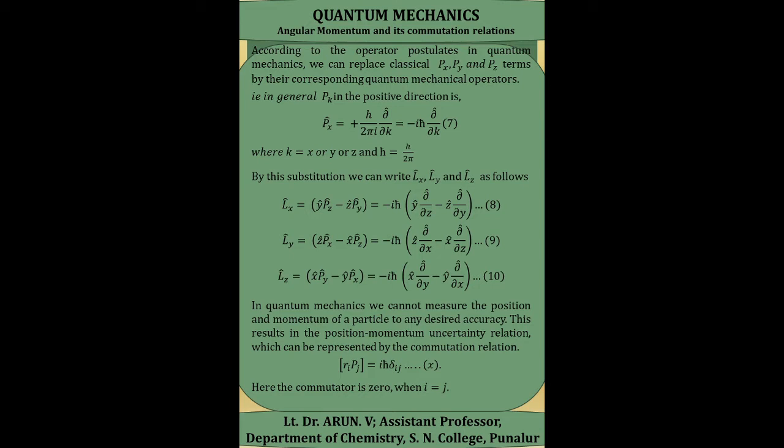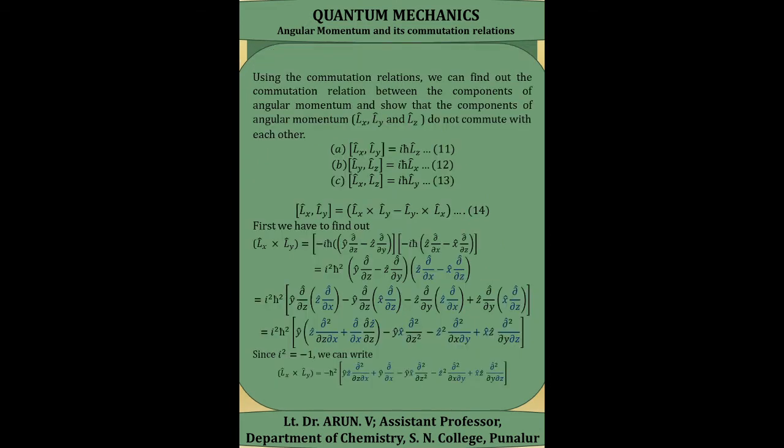In quantum mechanics, we cannot measure the position and momentum of a particle to any desired accuracy. This results in the position-momentum uncertainty relation, which can be represented by the commutation relation: the commutator of ri and pj is equal to iħ δij. Here the commutator is 0 when i is not equal to j. Using this commutation relationship, we can find the commutation relations between the components of angular momentum and show that the operators Lx, Ly and Lz do not commute with each other.